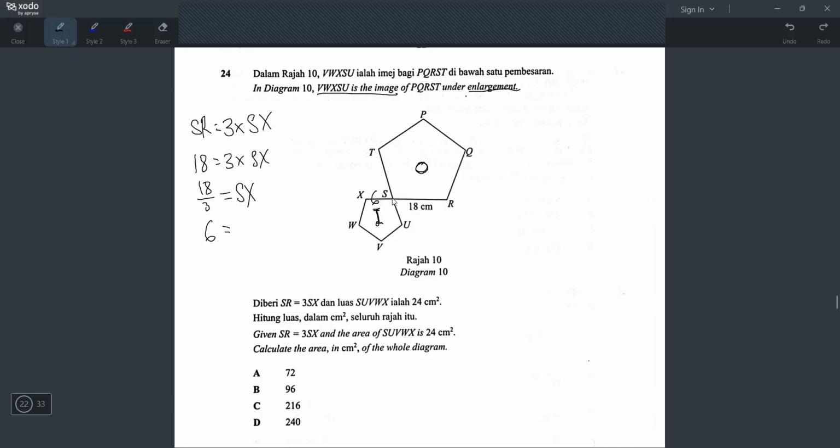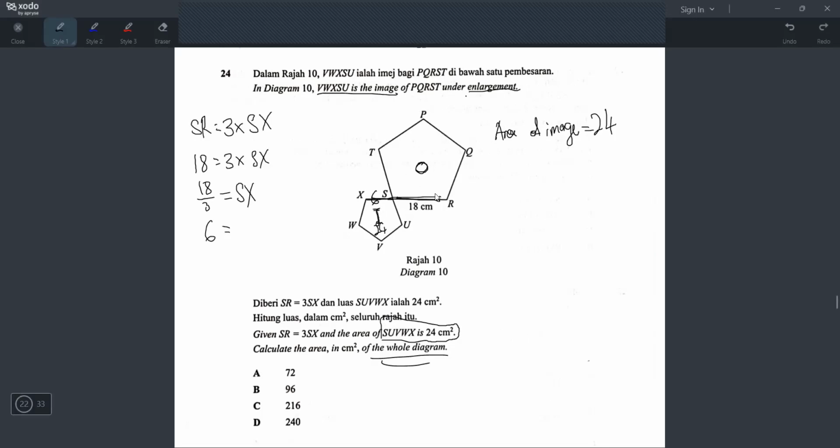Is 6, right? And the SX and the SR, they are actually corresponding sides, right? It means this one, after you enlarge, is this one, they are corresponding. Okay, now dia kata apa? The area of SUVWX is 24. So which one? This one. So the area of image lah. You can say the area of image is 24. And then it says calculate area of whole diagram. It means I have to calculate area of object and then tambah 24. Because this one I already know is 24.